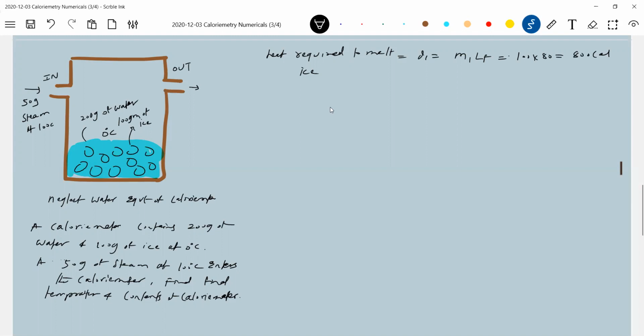Anybody? 8,000 calories, sir. 8,000 calories, no? Yeah. Now what happened? 200 grams of water is there and 100 grams of ice will melt and become water. So the total content of water is how much? 100 plus 200. Let the temperature of that increase. So will it become 100? The final temperature will be 100 only.